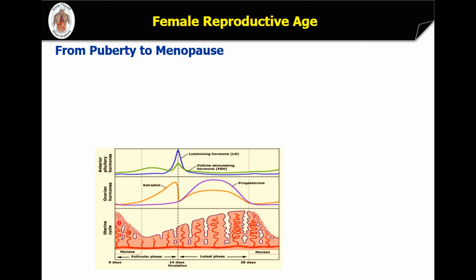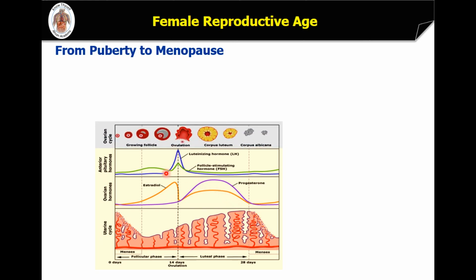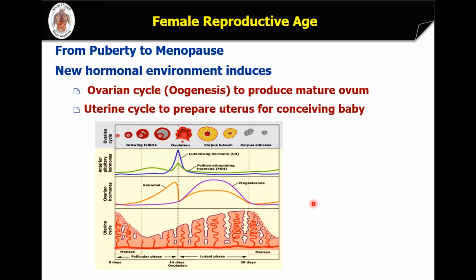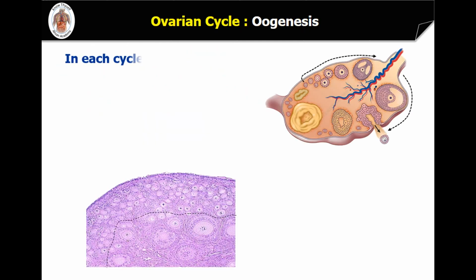So the anterior pituitary hormone and this ovarian hormone together influence the endometrium of the uterus for conception of the baby. On the other hand, this anterior pituitary hormone influences the ovary to induce some change, and this is the oogenesis occurring in the ovary, and this is the ovarian cycle of oogenesis to produce a mature ovum with each cycle. And the change in the uterus, the endometrium of the uterus, is the uterine cycle. The ovarian cycle is called the maturation that induces the maturation of the primary oocytes.